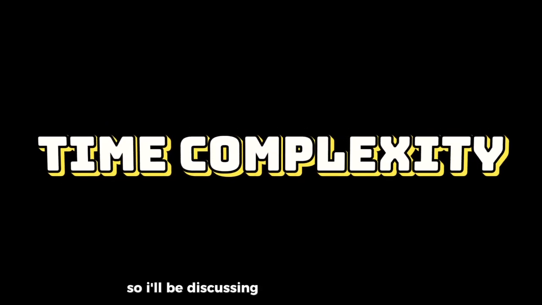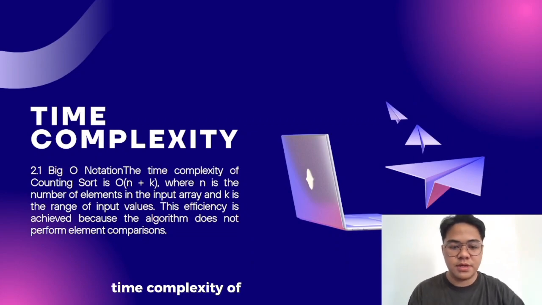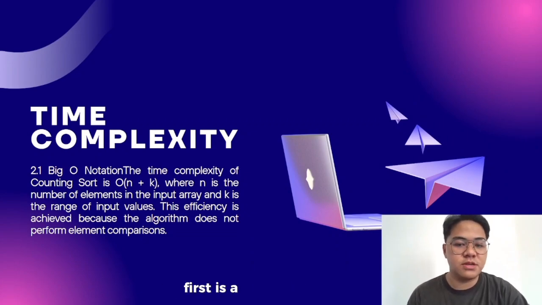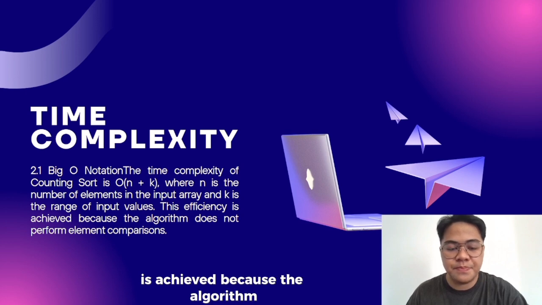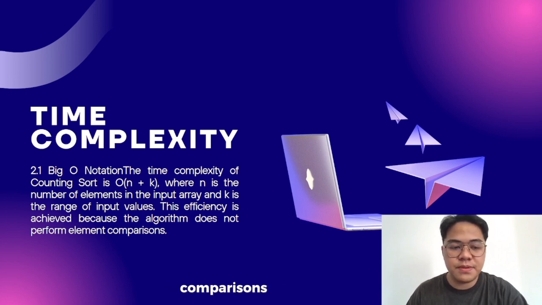So I'll be discussing the time complexity of counting sort. First is the Big O notation. The time complexity of counting sort is O(n + k), where n is the number of elements in the input array and k is the range of input values. This efficiency is achieved because the algorithm does not perform element comparisons.